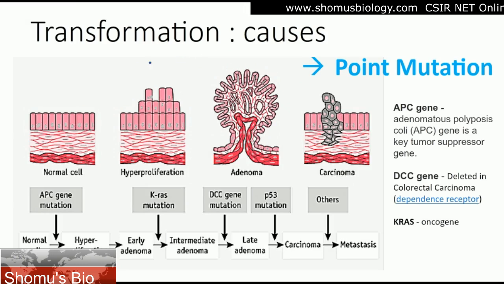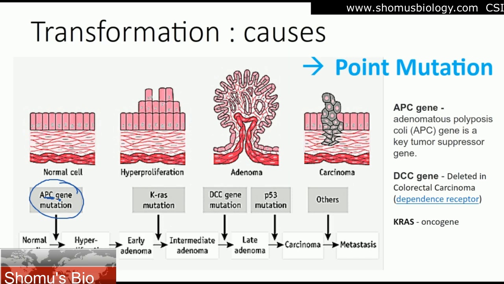So as I said, the different stages of transformation. Let's say the first mutation is in the APC gene. Now what is the APC gene? Adenomatous polyposis coli. It's a tumor suppressor gene. So if this gene is mutated and inactivated, then the cell may turn cancerous. Let's say this is the first mutation to a normal cell.